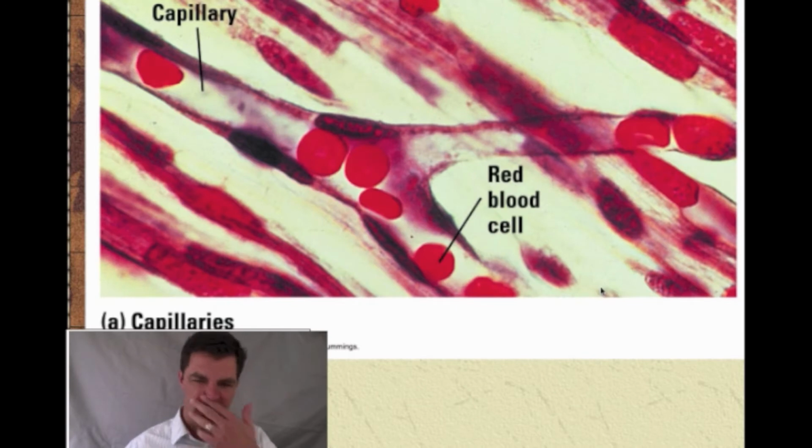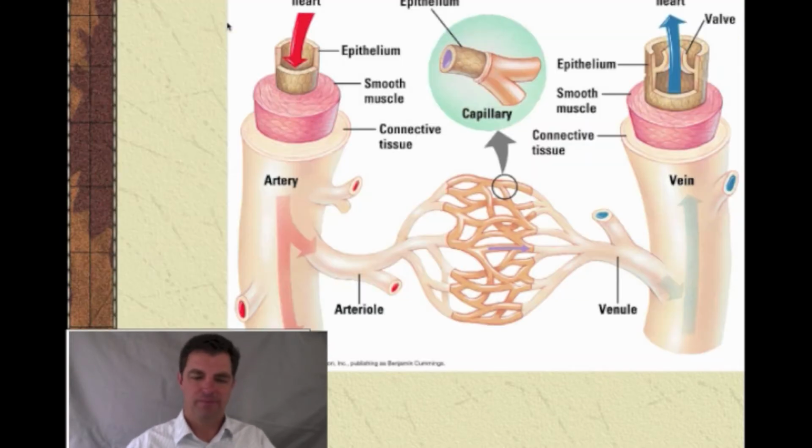Here's a picture just showing you what that looks like in an actual capillary. So here's a capillary here, and here's some red blood cells in it. You notice the size of the red blood cell. That's one single cell. So it's pretty small, and that gives you some feeling then of how big these capillaries are, which are also very tiny. So we'll talk about those later on as well.